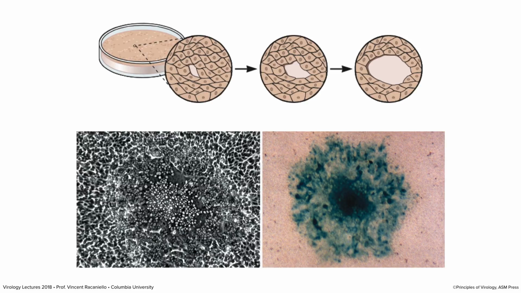All right, so instead of needing to look for cell destruction, sometimes viruses don't kill cells very well, but you can visualize a plaque or a focus of infection by incorporating into the virus a gene that'll make some kind of color. In this case, it's a substrate that we add and it turns blue.